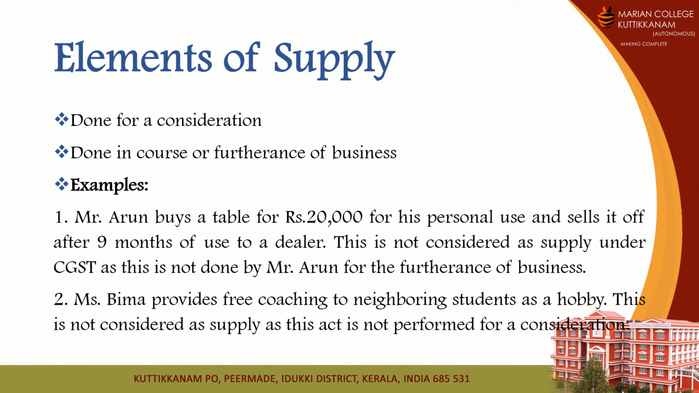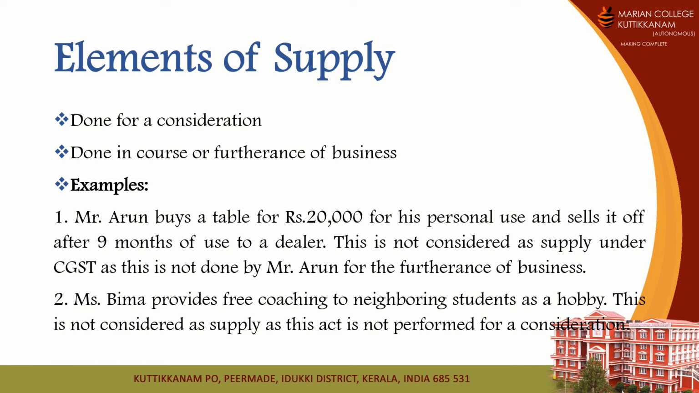So let's see an example. In example 1, Mr. Arun buys a table for 20,000 rupees for his personal use and he sells it off after 9 months of use to a dealer. So he purchased it for his personal use, and after use of 9 months he sold it. This is not considered as supply under CGST, as this is not done by Mr. Arun for the furtherance of business. So it was purchased for his personal use, and after the personal use he disposed of it. So this is not done by Mr. Arun for the furtherance of business.